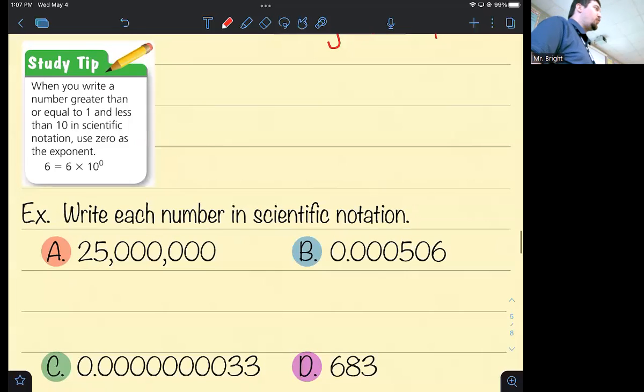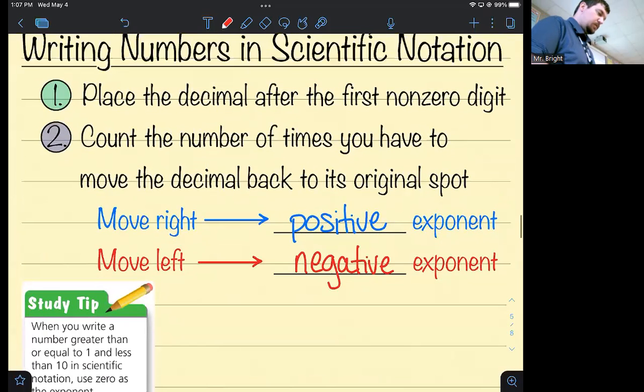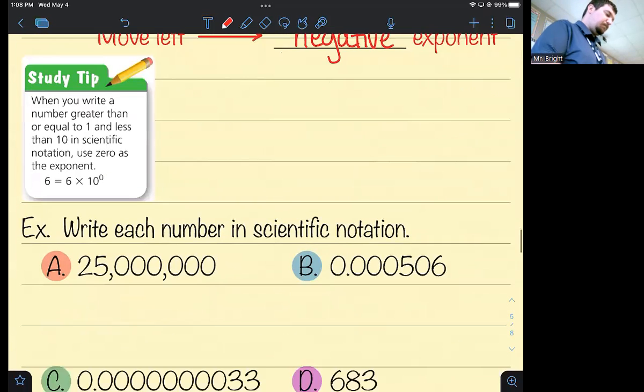So where do I place the decimal? Owen, you have a question? No, you have to write times 10. That's what Xander asked yesterday. You got to write times 10. Your graphing calculator will put the E, okay? But that's not the actual scientific notation. It's just how the calculator represents it.